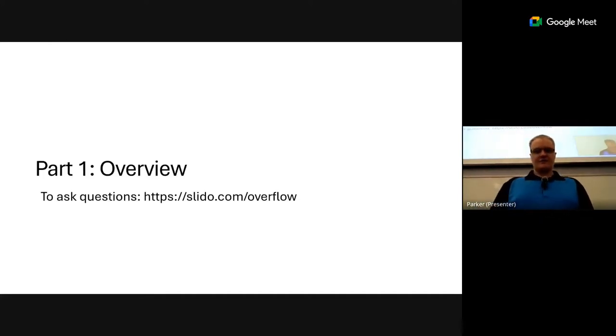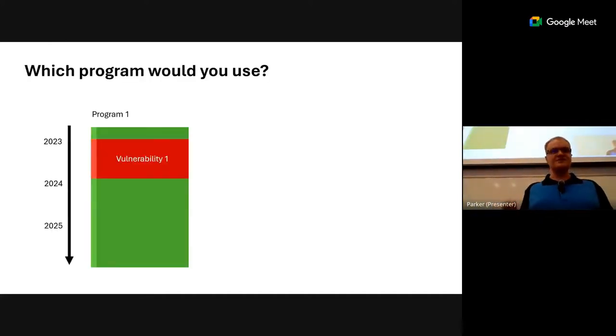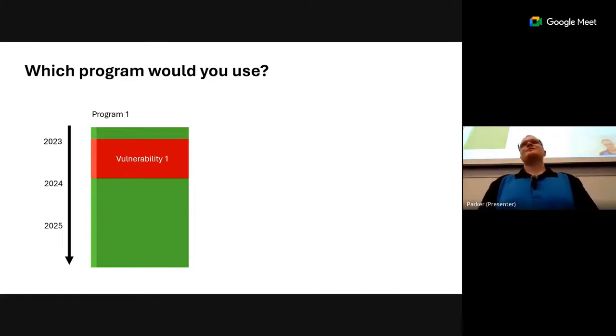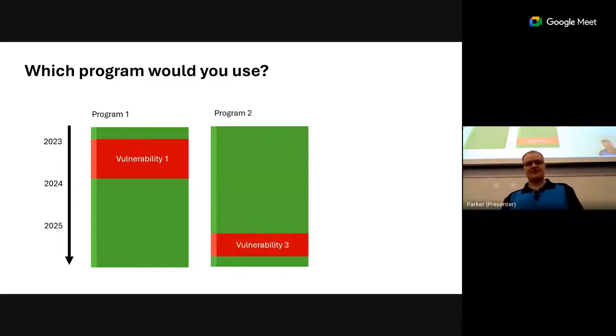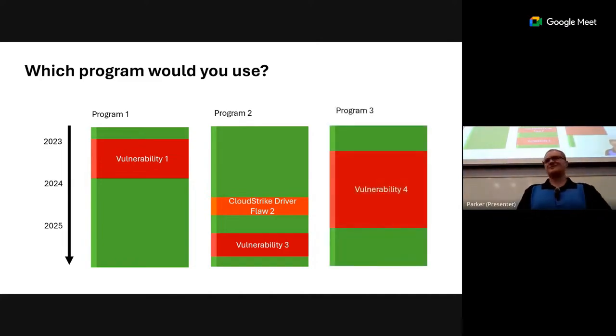All right, let's go ahead. So many people face the problem of trying to determine what program you'd use in a certain scenario. Different programs are going to have different vulnerabilities introduced at different times. So like here we have program one, it's got a vulnerability from 2023 or so. It lasts like a year. We don't know the severity of it. There's another program. And then, also this had a CloudStrike driver flaw that prevented it from working. Rhymes with a very certain security company that had that same issue earlier this year that grounded hundreds of flights across the country. And then this other program has a vulnerability a longer time.